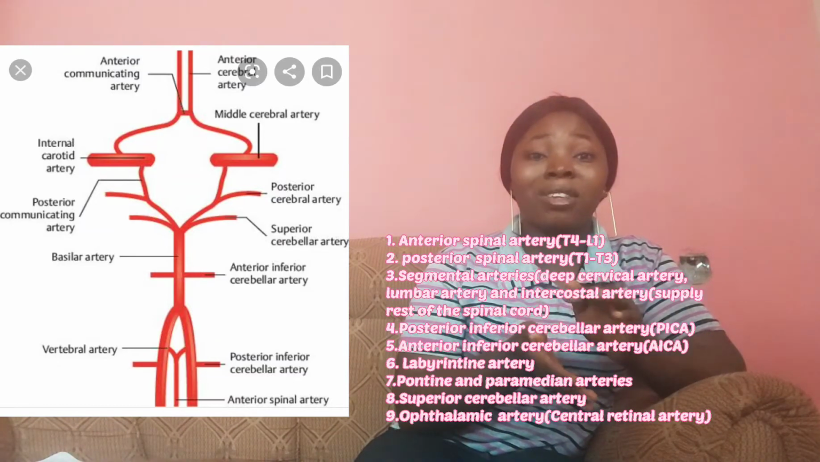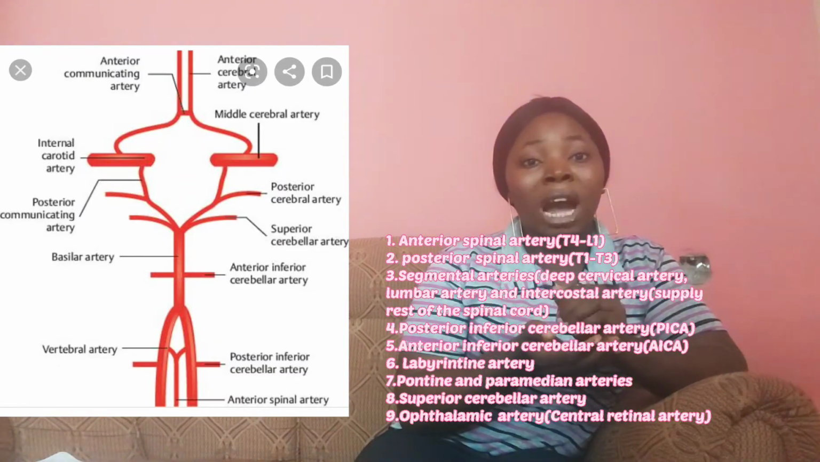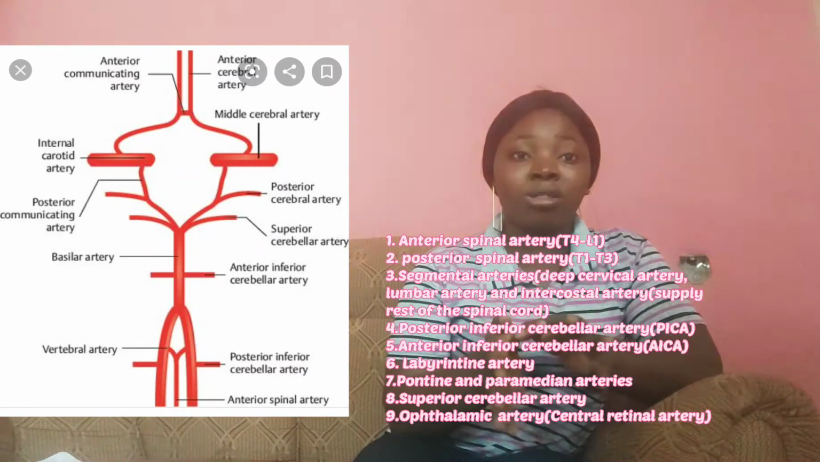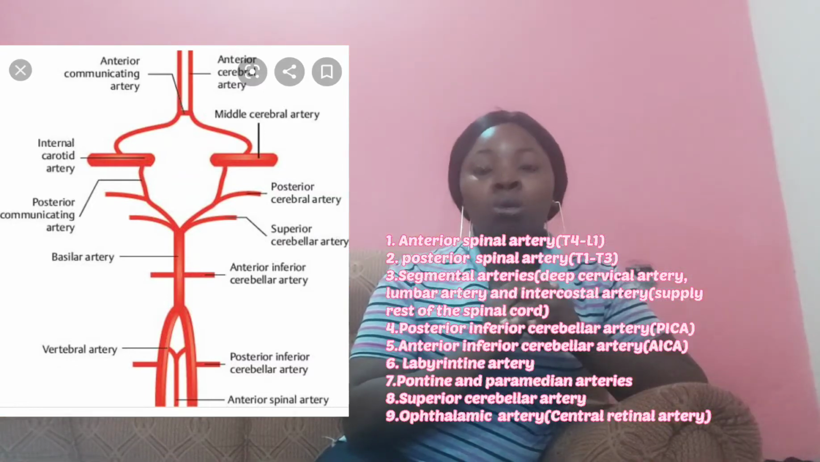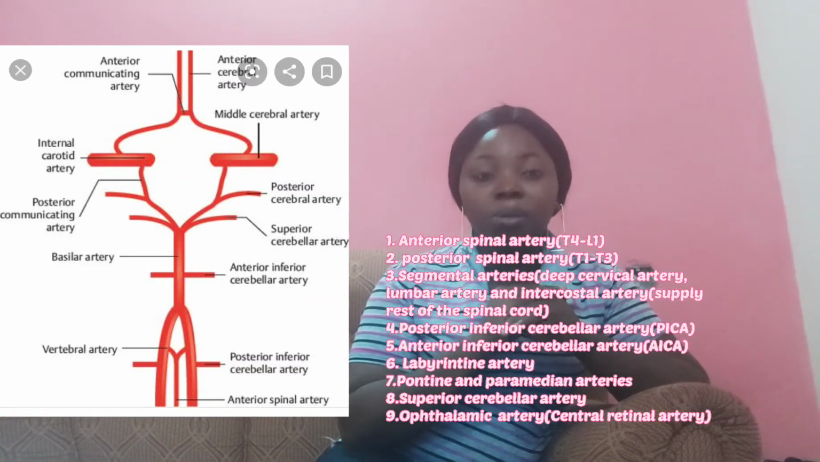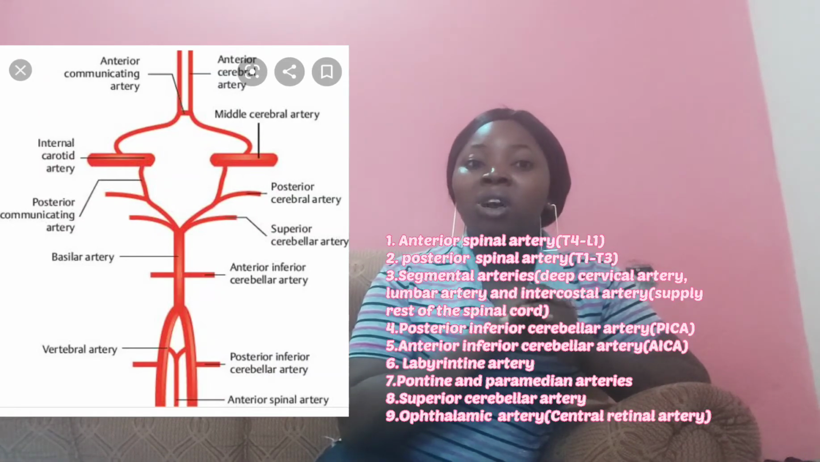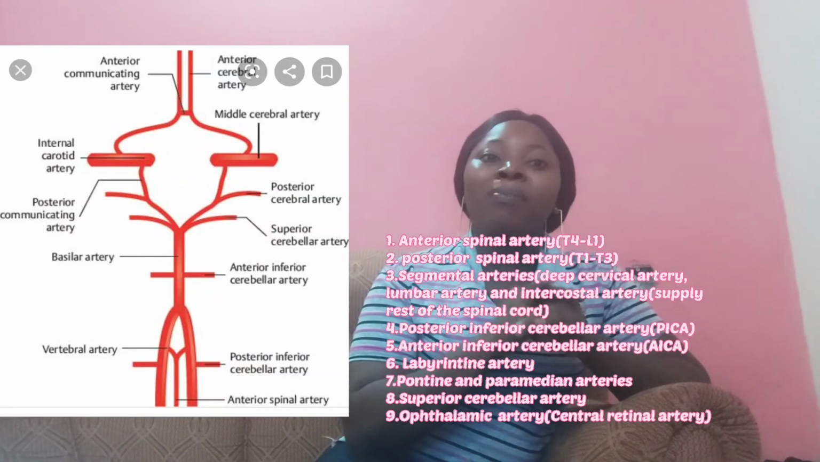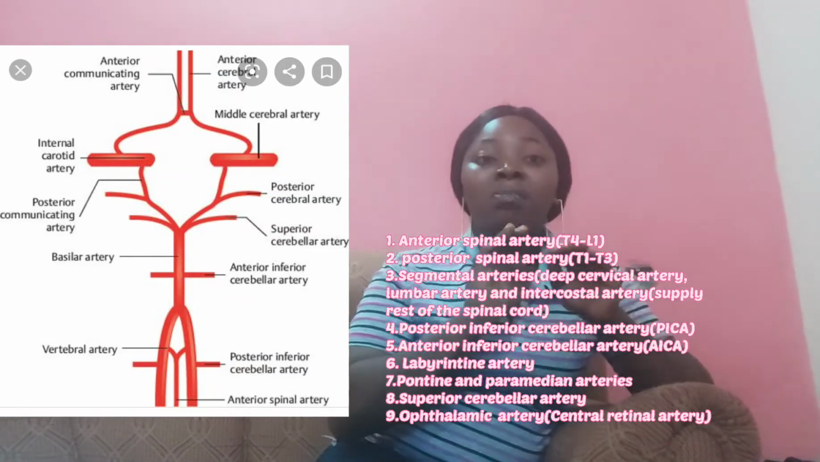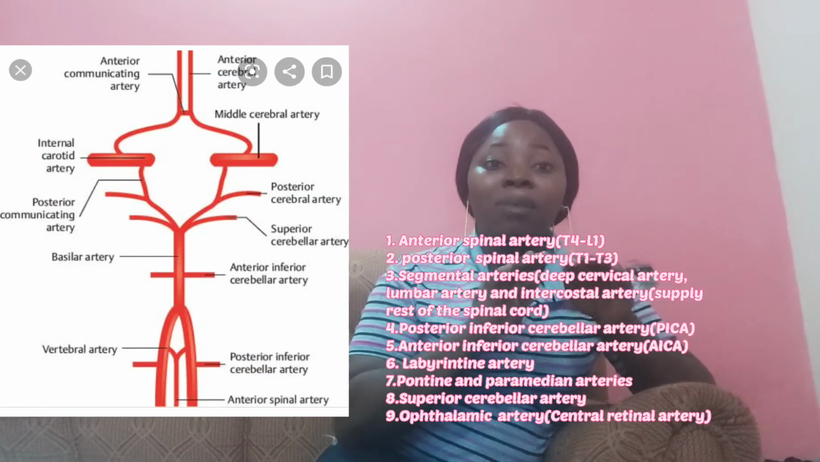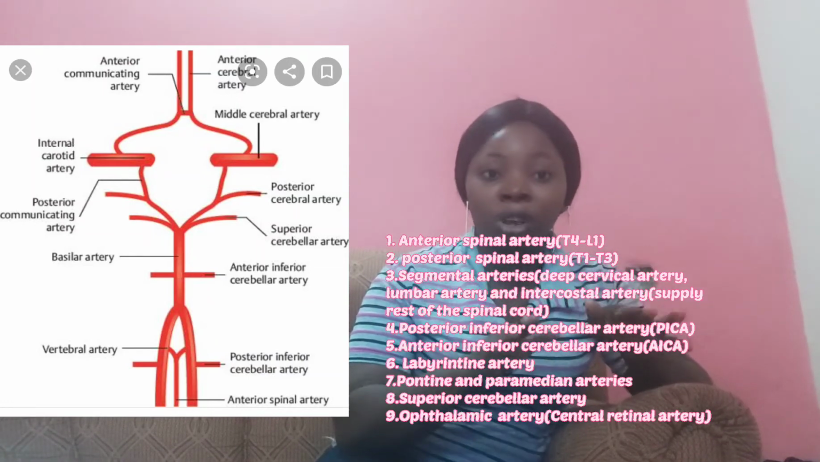This segmental artery consists of the deep cervical artery, the lumbar artery, and costal arteries. That is what constitutes this segmental artery. And also the vertebral artery has a branch called the posterior inferior cerebellar artery, I'm talking about the cerebellum now, which supplies blood to the posterior aspect of the cerebellum.